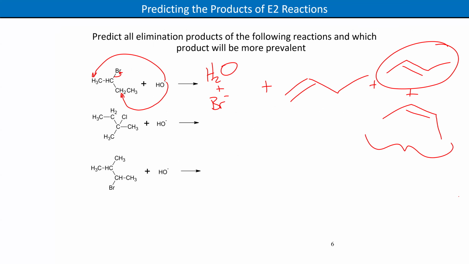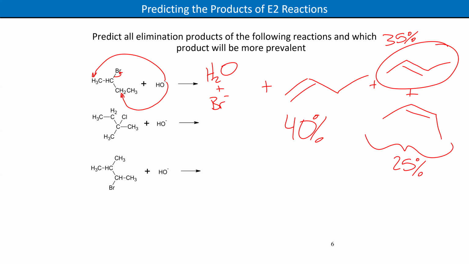Which means if these together make up 60% versus 40%, and then we take that 60% and we split it up into 30%, 35%, and 25%, technically that would make this one the major product, because it's 40%, 35%, and 25%. But overall, the both isomers of the 2-butene combined are the major product.